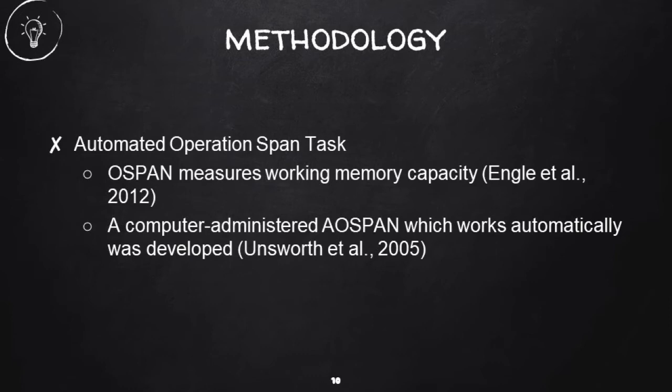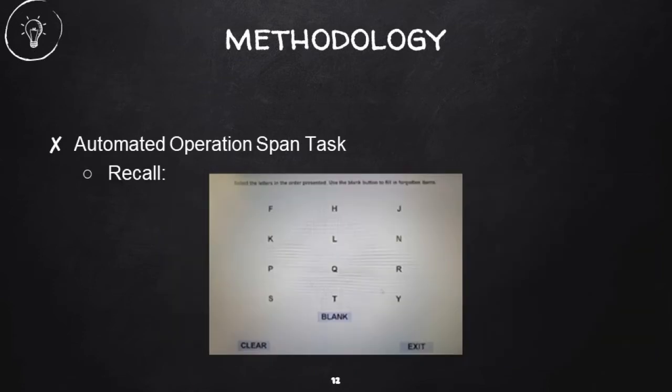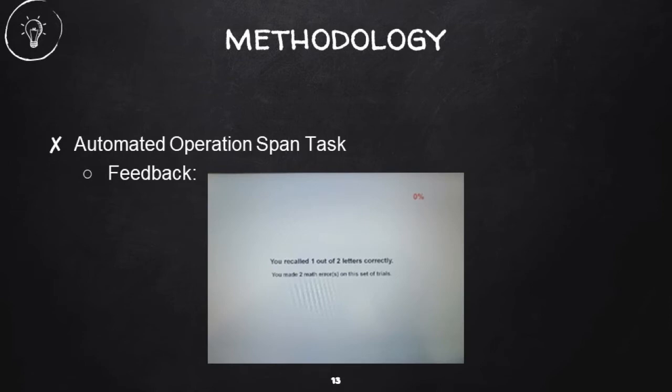In the Operation Span Task, the participant needs to solve a mathematical operation and remember the presented letter after. This task will be repeated 3 to 7 times. Next, the participant will be asked to recall the presented letters in the right order. Next, the participant will be presented with feedback that shows the success of the task, how many letters the participant is able to recall correctly.